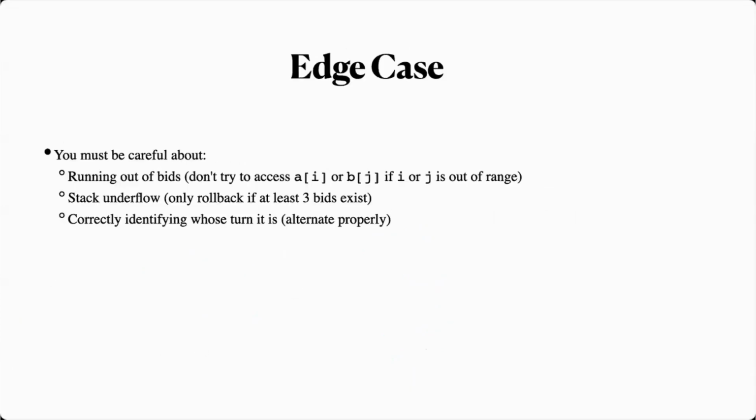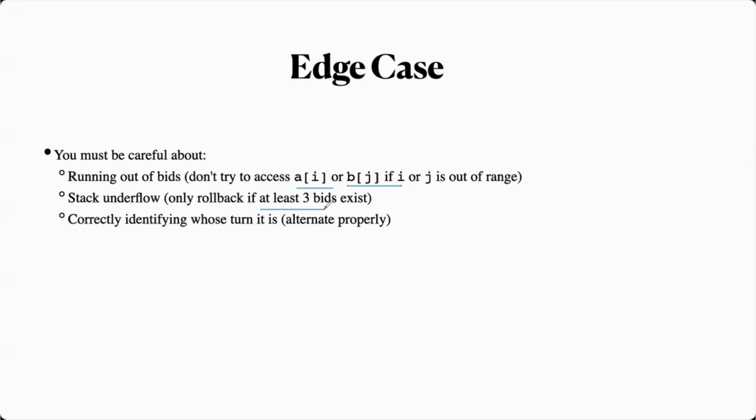While implementing this, we need to take care of a few edge cases. First, one of them is running out of bids. We need to ensure that I and J are in bounds when we insert them in the stack. Then, stack underflow. We need to ensure that when we are comparing 2 bids, that is one of Varun's bids to one of Yukash's bids, the stack has at least 2 elements. Otherwise, upon comparison, it will lead to stack underflow.